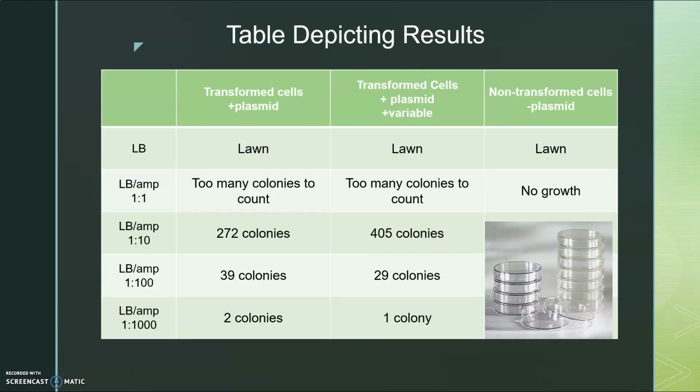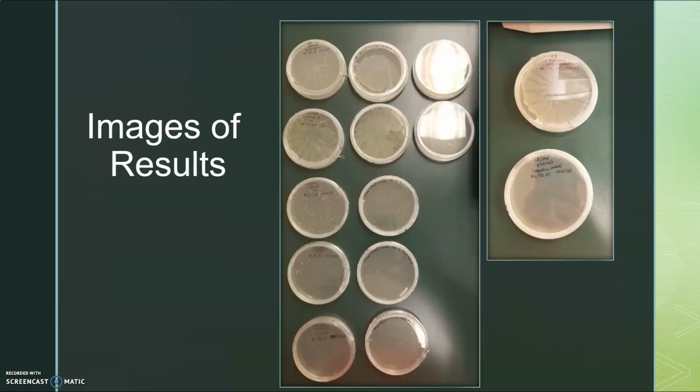Our results, as shown: all the LB plates had lawn growth. The only one that had no growth was the LB-AMP that did not have the plasmid in it. The other plates, both the plus plasmid and the plus plasmid plus variable, had similar results. The 1 to 1 had too many colonies to count. The LB-AMP 1 to 10 had several hundred. The 1 to 100 was less than 100, and the 1 to 1000 was only a handful of colonies.